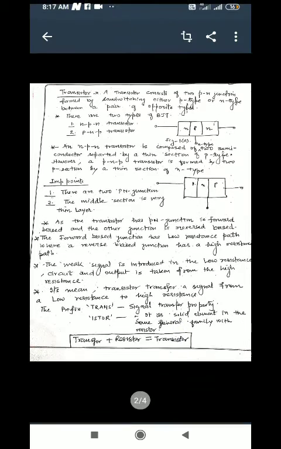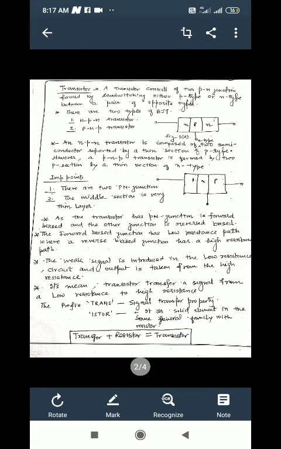As already discussed, the weak signal is introduced in the low resistance circuit and the output is taken from the high resistance circuit. Suppose we take the example of NPN: the input junction, NP, offers a low resistance, and the PN junction offers a high resistance. So it means a transistor transfers a signal from low resistance to high resistance.